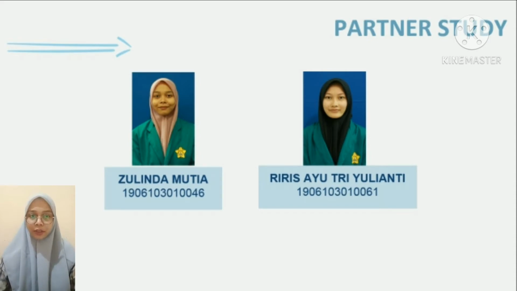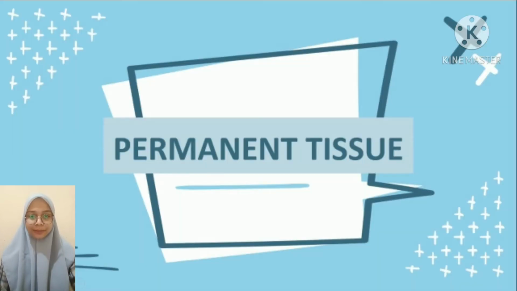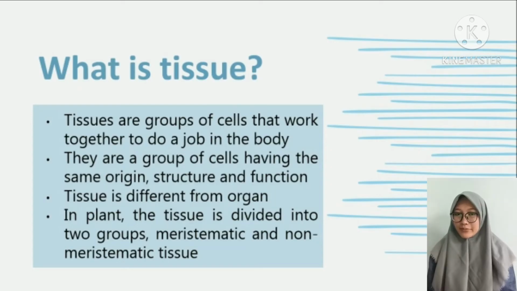So, in this opportunity, we would like to present to you about permanent tissue. Let me begin with some information on tissue. Tissues are groups of cells that work together to do a job in the body. They are a group of cells having the same origin, structure, and function. Tissue is different from organ. In a plant, the tissue is divided into two groups, meristematic and non-meristematic tissue.